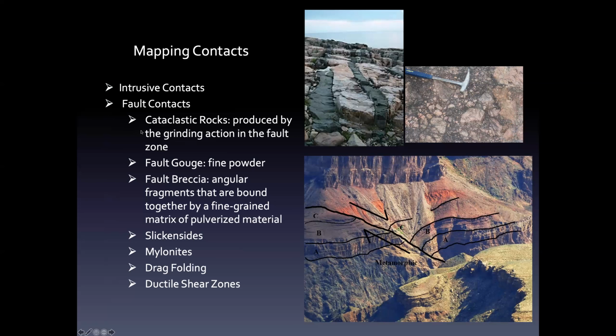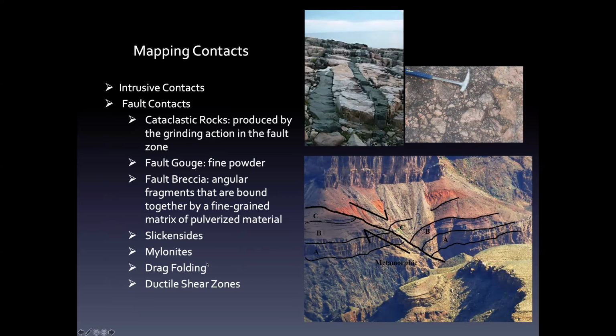There are fault contacts, and these fault contacts oftentimes are filled with a lot of stuff. Cataclastic rocks produced by the grinding action in the fault. That's kind of what you're seeing here. Fault gouge is a fine powder, so it'd be the finer grained parts of this cataclastic material. Fault breccia, angular fragments that are bound together by fine-grained pulverized material. Slickensides, we'll talk a little bit more about slickensides when we talk about faults, as well as mylonites.